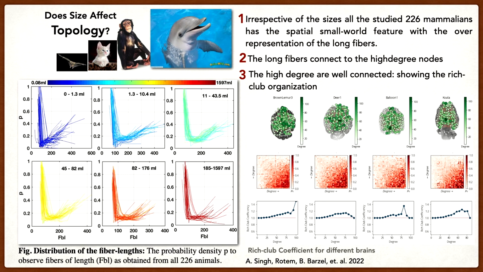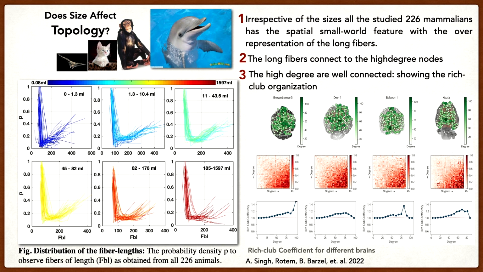So this is the fiber length distribution, and you see that for all the brains there is a higher probability of the shorter fibers than the longer fibers. So they have the small world property. If you see the power law distribution of fiber length, it should be like this. There is a finite probability of longer fibers, but not as much as is shown by these networks.